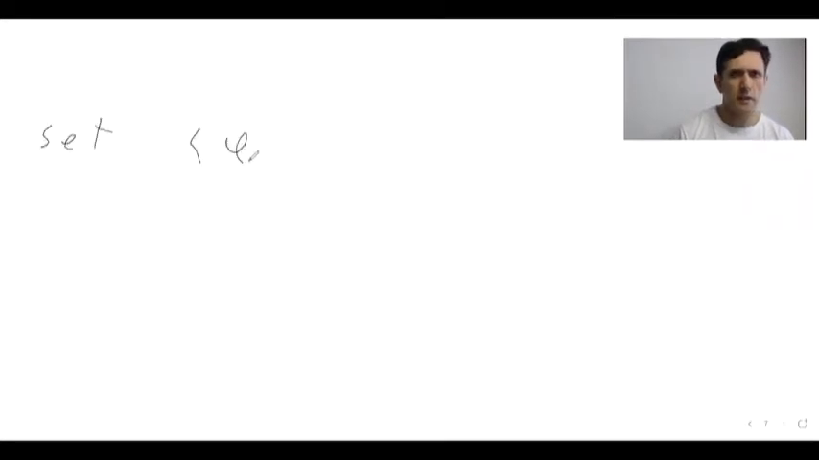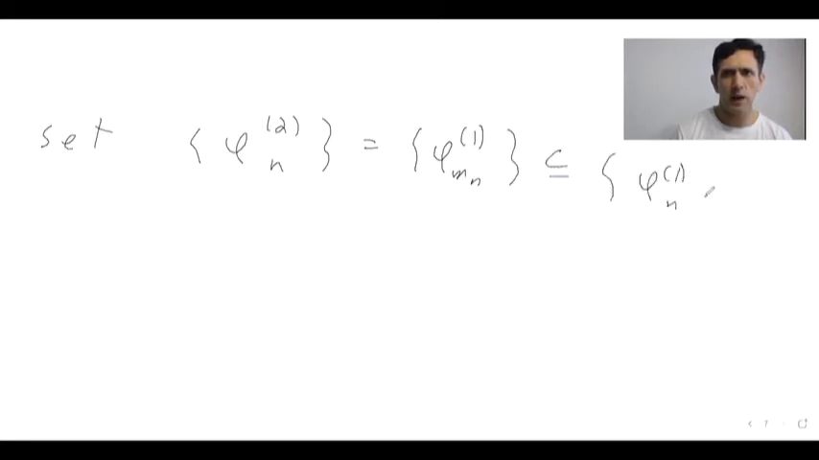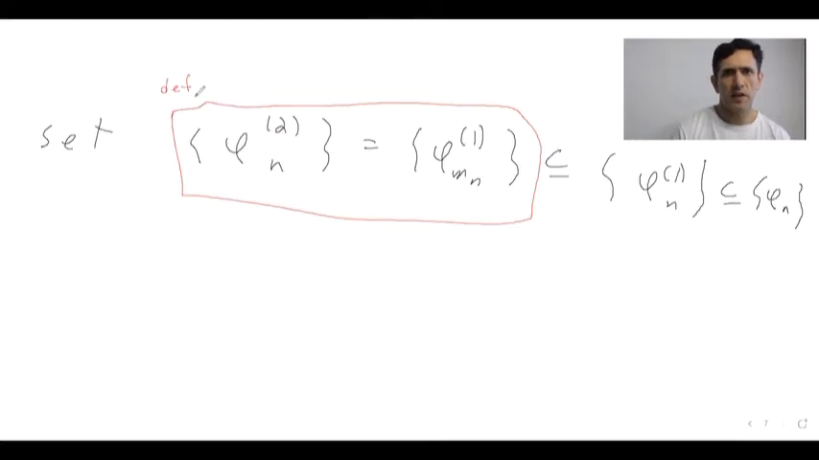Okay. So set phi_2(n) to be equal to phi_1(m_n). Well, that's a subsequence of phi_1(n), and that's a subsequence itself of phi_n. So we're defining phi_2(n) to be this sequence here. Basically, that's my definition. And yes, phi_2(n) is a subsequence of phi_1(n), which is itself a subsequence of phi_n.